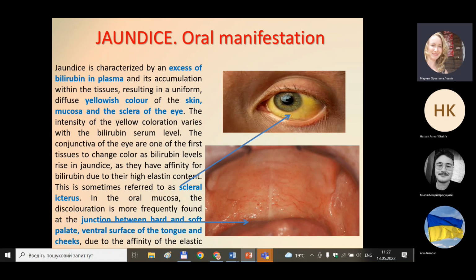So, oral manifestation of jaundice. Jaundice is characterized by excess of bilirubin in plasma and its accumulation within the tissues, resulting in a uniform, diffuse yellowish color of the skin, mucosa, and the sclera of the eye. The intensity of the yellow coloration varies with the bilirubin serum level.